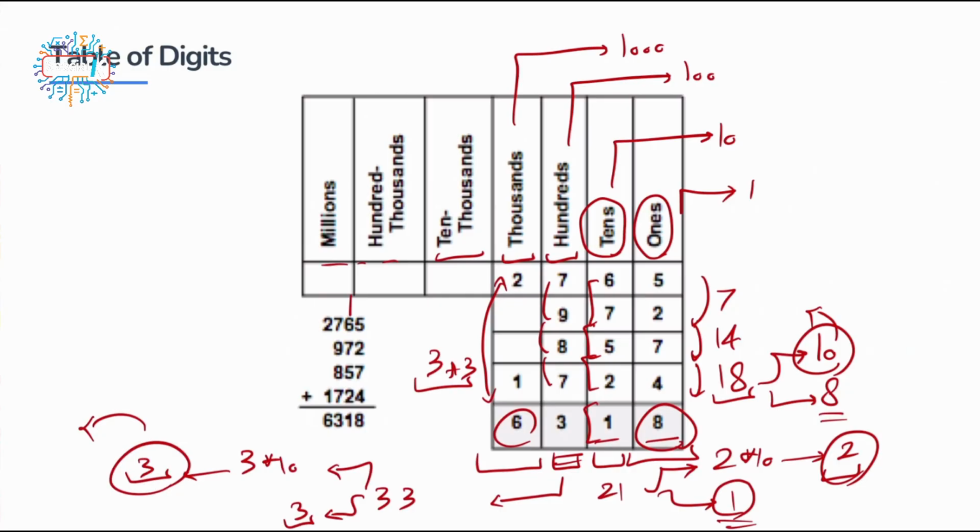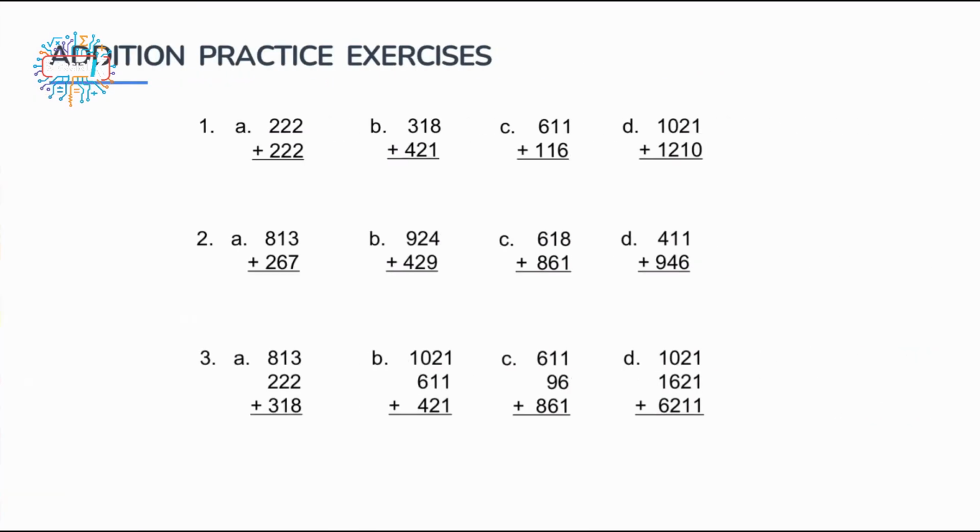At the end, I do have 6,318. So it wasn't that challenging. The only thing that you have to be careful about is the carry number, that you have to keep it from one point to another. So right now you have different kinds of examples. You can just pause the video, think about them, and after that we are going to do that together.